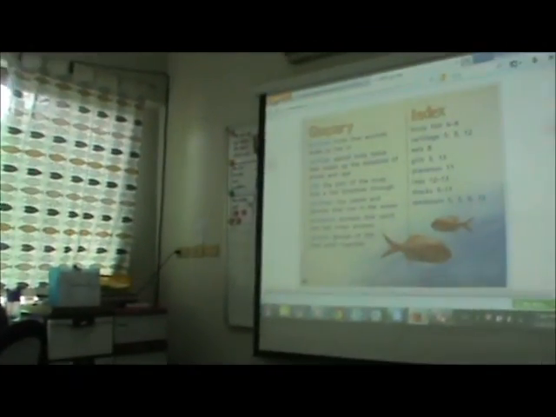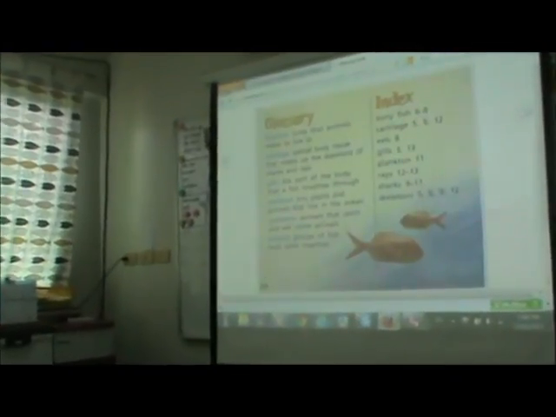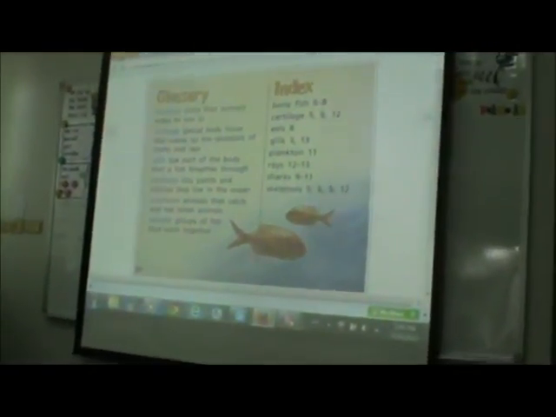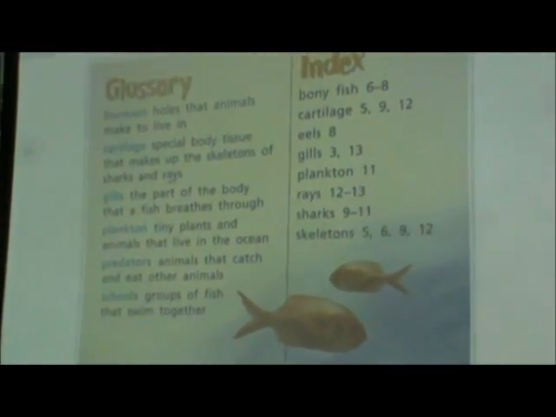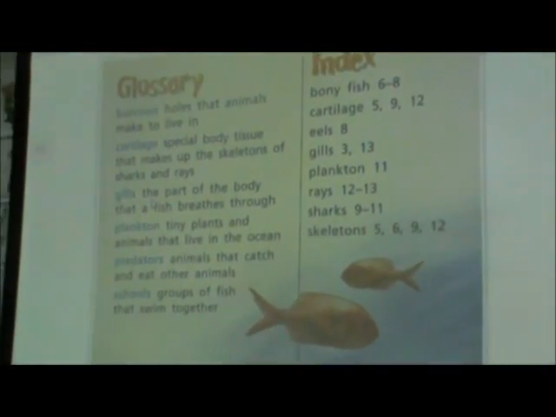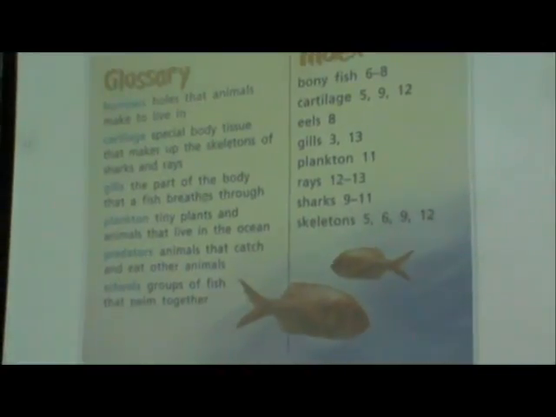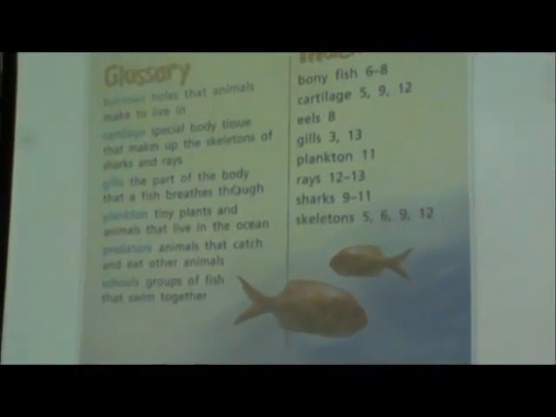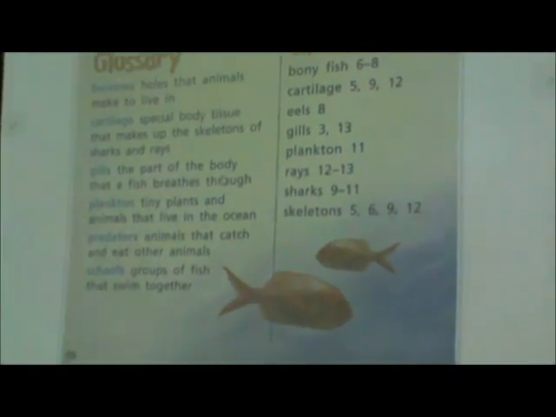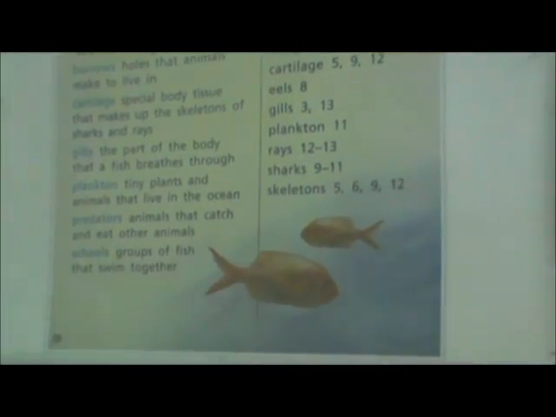Okay, let us go back. So that's all about the fish. Okay, burrows: holes that animals make to live in. Cartilage: special body tissues that make up the skeleton of sharks and rays. Gills: the part of the body that the fish breathes through. It's like our nose. If we didn't have a nose and a mouth to breathe through, we wouldn't be able to breathe. Now a fish, if he didn't have gills, wouldn't be able to live underwater.